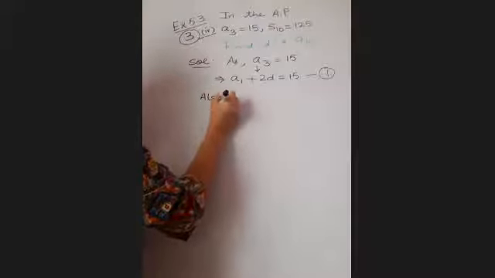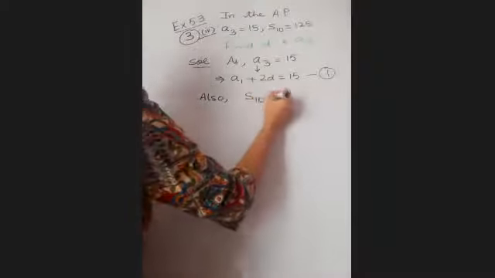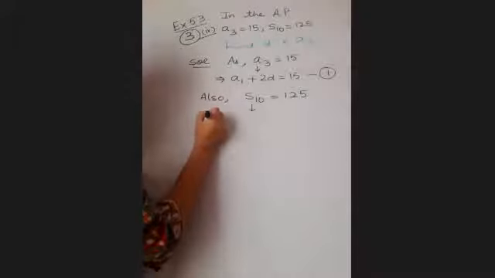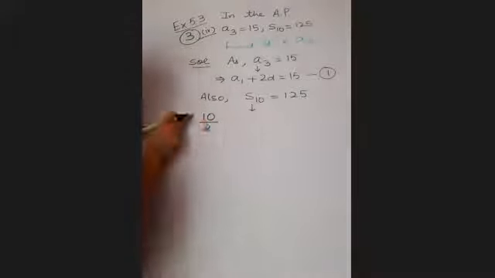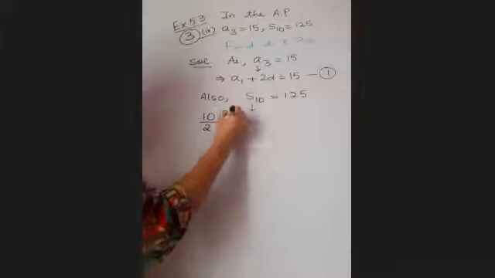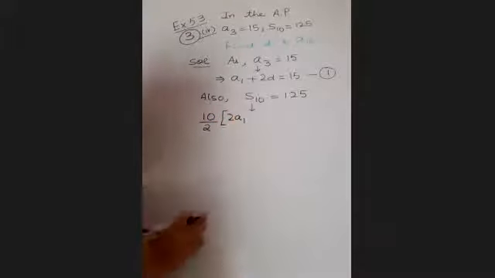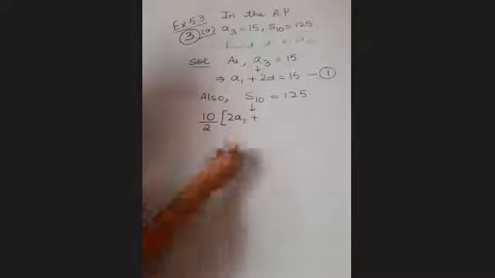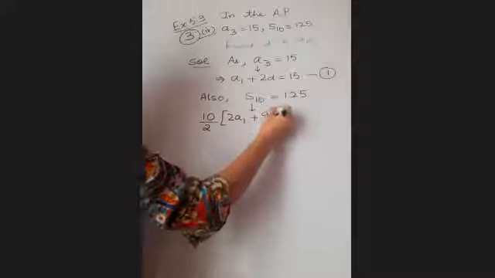What is S10? Let me change S10 in terms of A1 and D. It is n by 2. N is 10. Are you with me, children? Yes, ma'am. 10 by 2, twice of A1 plus how many times D? 10 minus 1, 9, which is 9D.